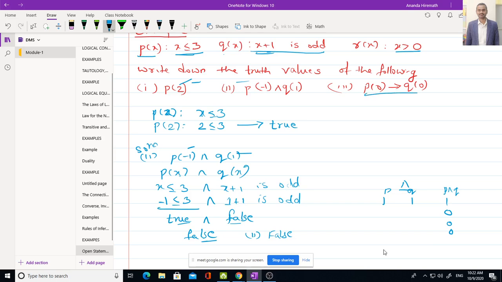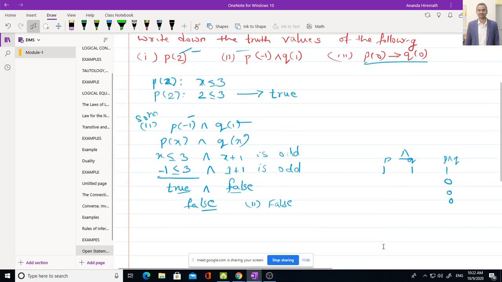Similarly, let us take the third one. P of 0 conditional q of 0.